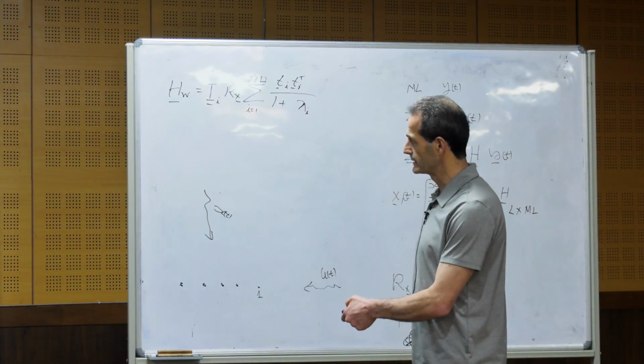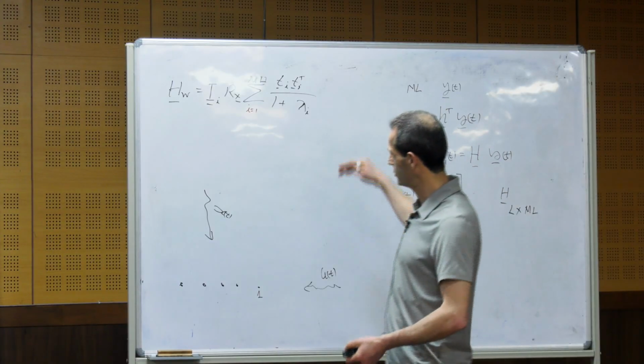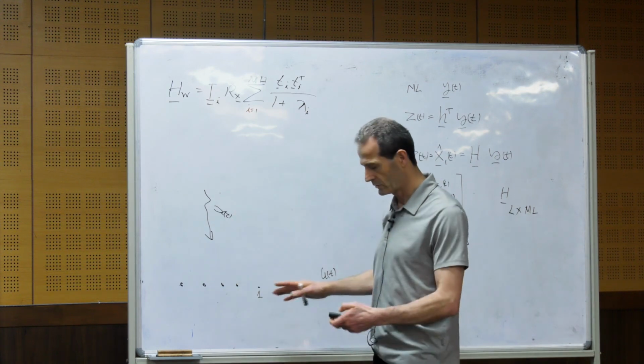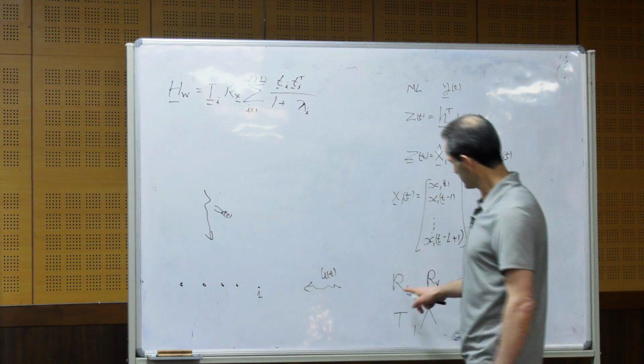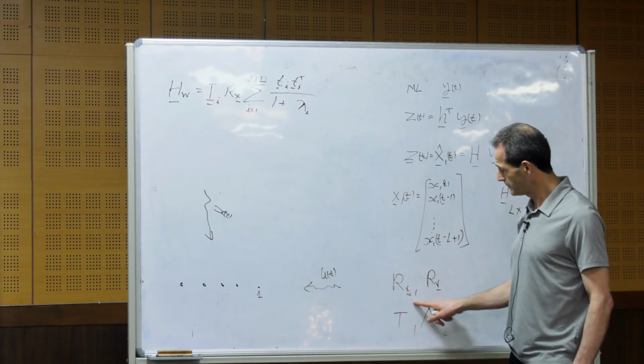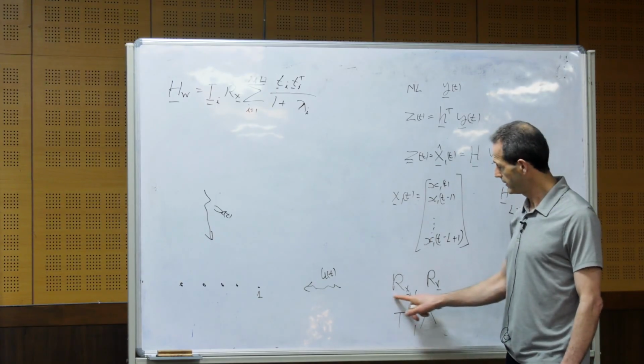So using this information that we know the direction and so on, we can find these matrices, Rx and Rv.